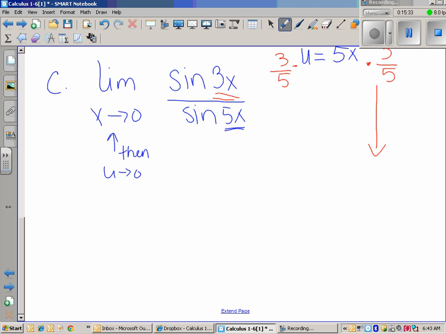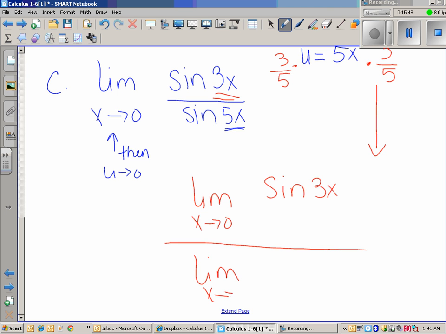And so what we want to do is take the limit as x approaches 0 of sine of 3x over the limit as x approaches 0 of sine of 5x. Okay, so we want to use those limit properties. There's a little bit of algebra that's going to take place here, and then you're going to get the answer. So if you want to take a look at that, I'm going to pause for just a sec and do a little bit of work.